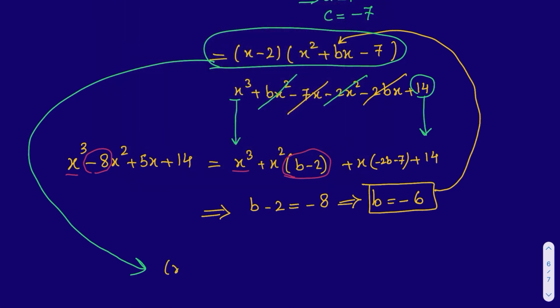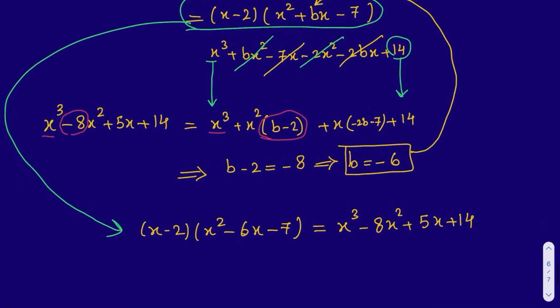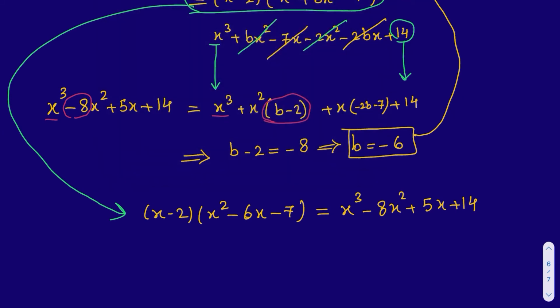I will rewrite it x minus 2 times x to the power of 2 minus 6x minus 7, which is equal to x to the power of 3 minus 8x to the power of 2 plus 5x plus 14. But still we can simplify this quadratic equation. We can still simplify this quadratic equation. So we can simplify it, and that is very easy.